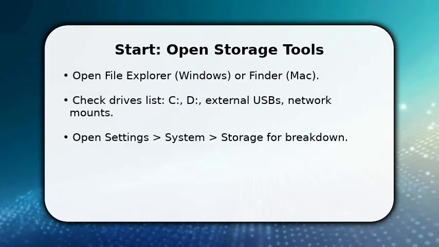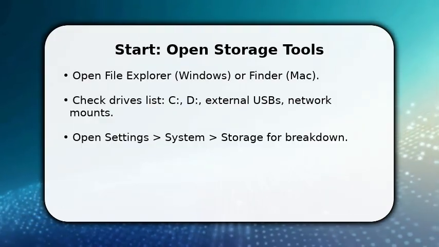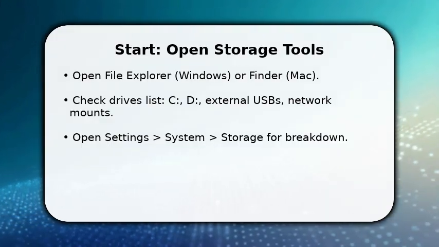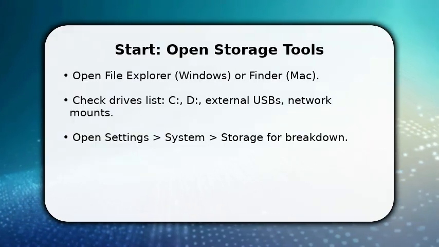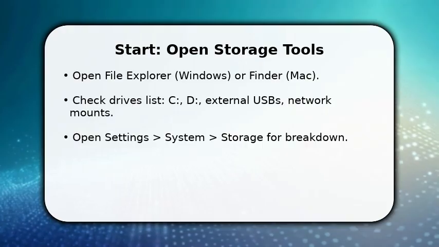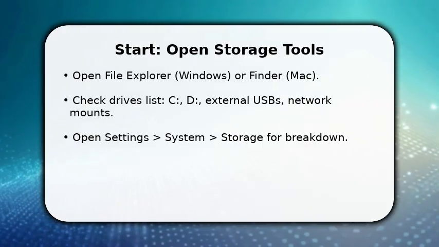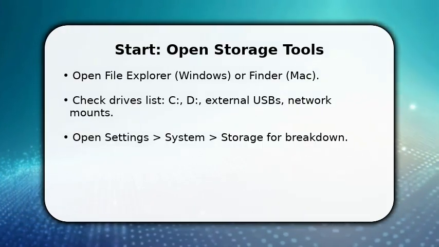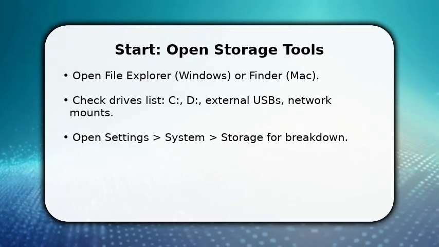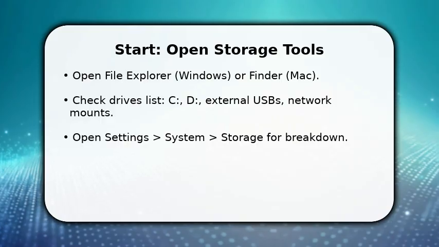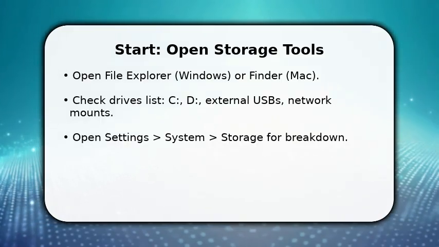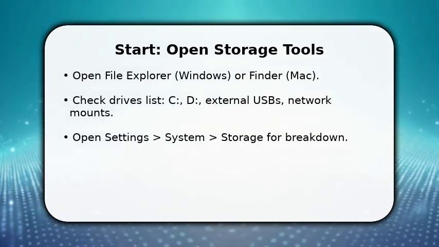You begin by opening File Explorer on Windows or Finder on Mac because you need a visual of drives immediately. Once done, look at the left pane to spot local drives, external disks, and network locations. This tells you where storage lives. Then open Settings, select System and Storage to get a usage overview. Make sure to note drive letters and labels. That helps when you move to cleaning or analysis steps in the next slide.